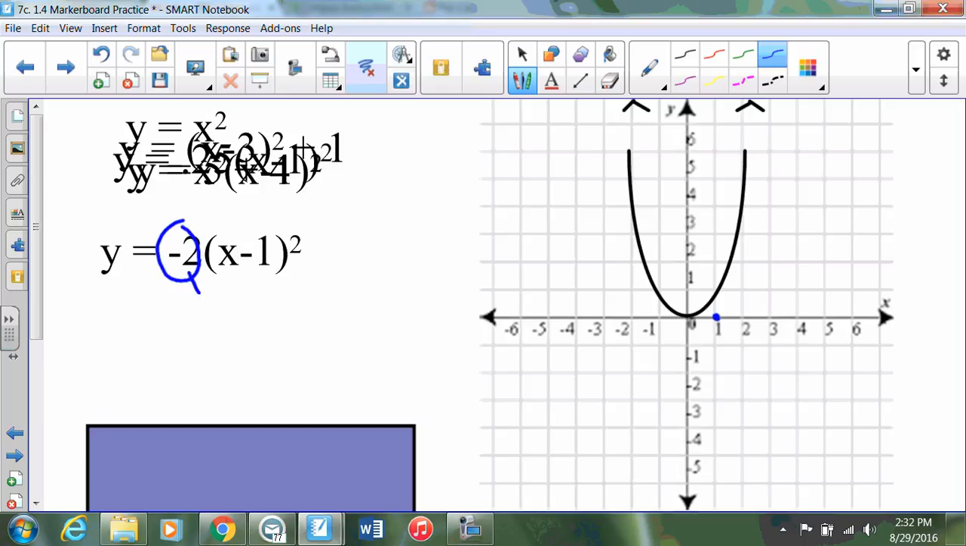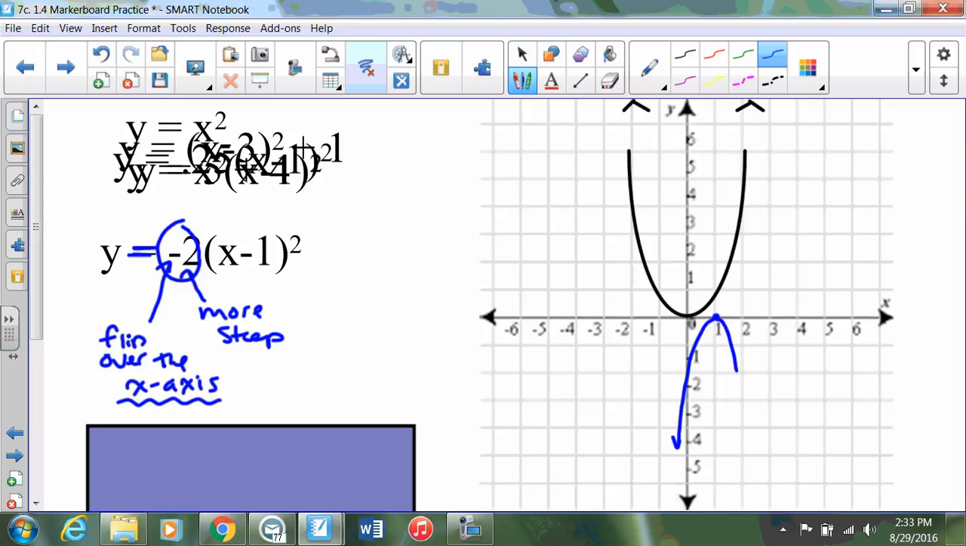Okay, the 2 tells me that I'm going to be more steep than my parent function. And the negative tells me that I'm going to flip over the x-axis. So when we see a negative that comes right after the equal sign, that negative tells us to flip over the x-axis. So what we're going to do is we've already moved our vertex over 1. The negative tells me I'm going to flip over the x-axis, and I'm going to be just a little bit steeper than my parent function. So maybe something like that. That's probably a little too steep, but once again, we're just sketching, and that's okay.